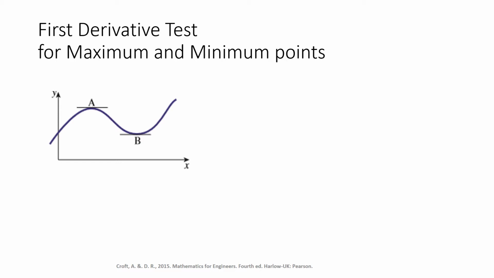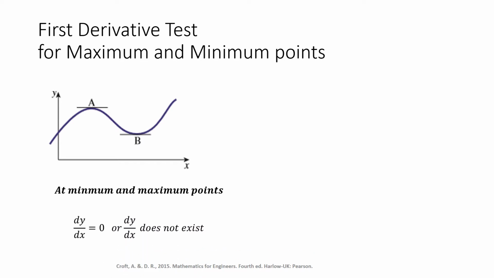They are parallel to the x-axis, so they are equal to 0, and they are minimum and maximum. A looks like a maximum point, B looks like a minimum point. At a maximum point and a minimum point, all the time dy by dx equals 0, and dy by dx does not exist in other cases where the curve is not smooth, where we see jumps, sharp cuttings, but we are not discussing this case. We are only using the first derivative case in terms of equals to 0.